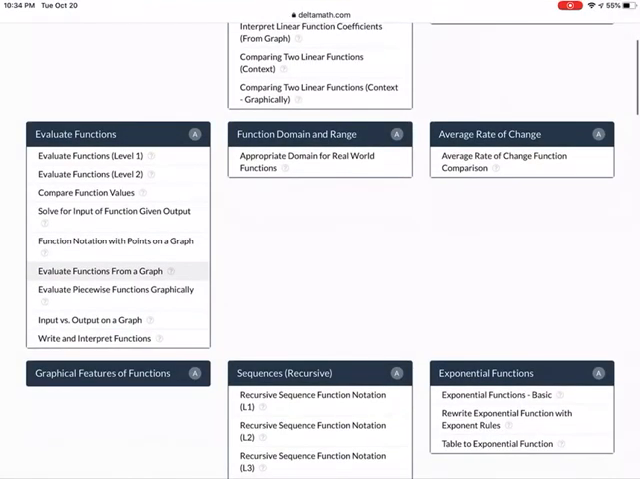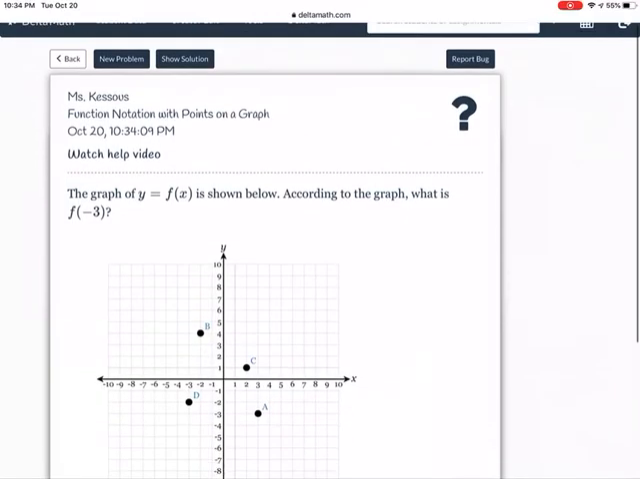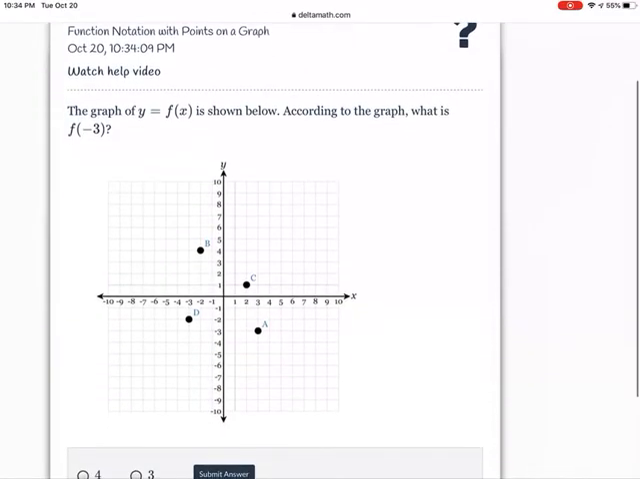We're going to do one other type, and that is function notation with points on a graph. So same exact idea, f of negative 3. It says the graph of y equals f of x is shown below. According to the graph, what is f of negative 3? That means x is negative 3. So I go to negative 3 on the x-axis, and let me look at each point.